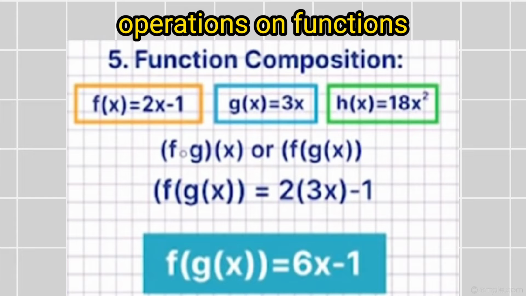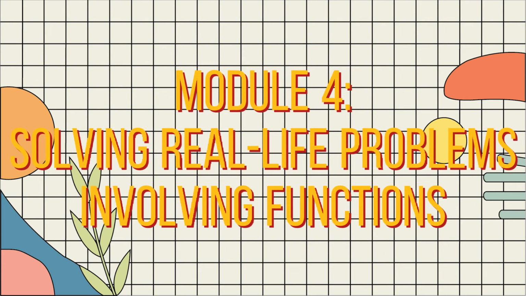We will have f of g of x is equal to 2 times 3x minus 1. 2 times 3x is 6x. Hence, f of g of x is 6x minus 1. Module 4. Solving real-life problems involving functions.